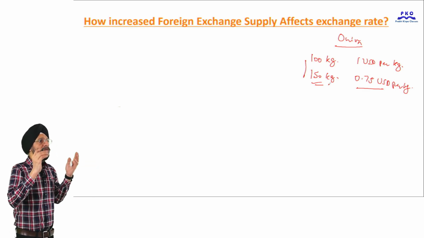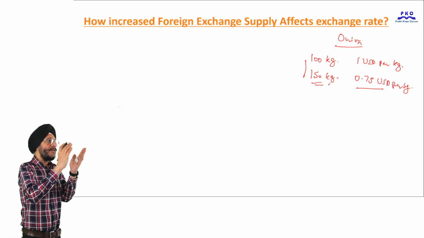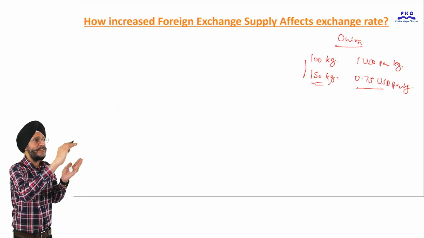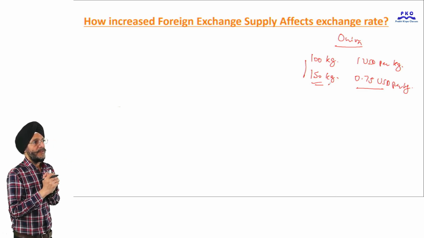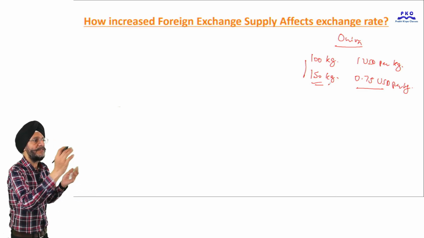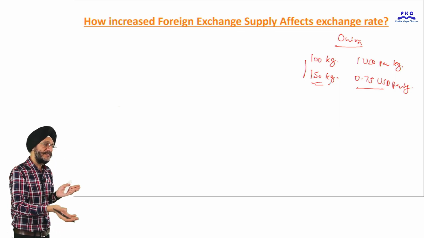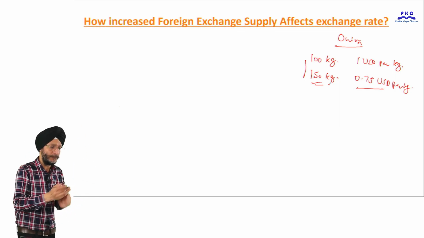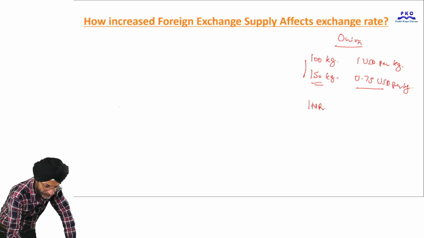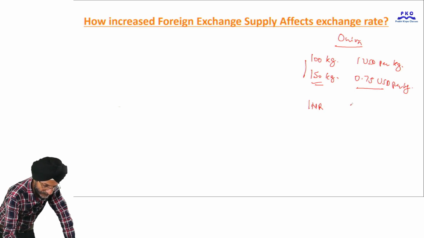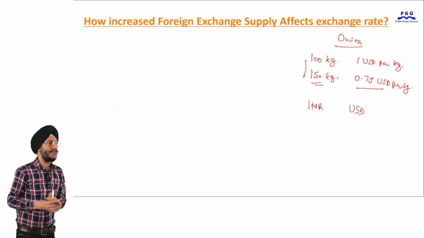First is why increased foreign exchange supply happens, why there is an increase in the supply of foreign exchange, why there is an increase in the supply of foreign currency. Suppose we are in India and here the currency is the Indian rupee, and say the other country is the US where the currency is the US dollar.